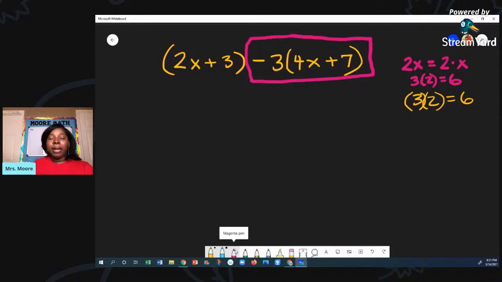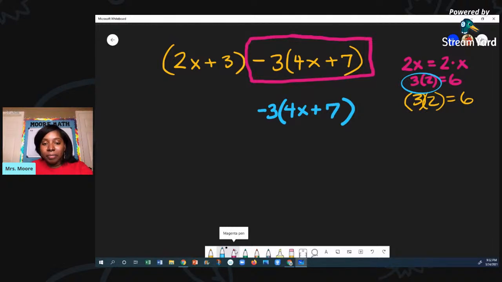Minus 3. Remember I told you we have to look at subtraction now as negatives. So this is a -3, and we do the distributive property. I have a 3 next to parentheses, just like over here. This is multiplication. So side by side, we multiply. This means that -3 is going to be multiplied by everything in the parentheses. Everything in the parentheses gets multiplied by -3.